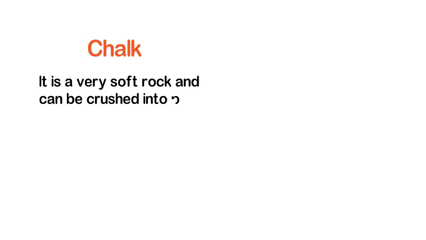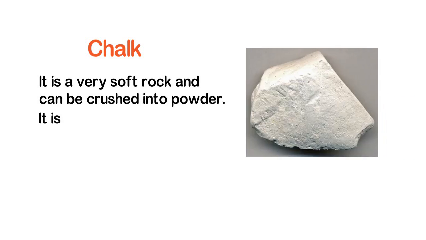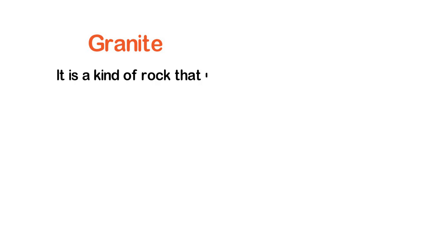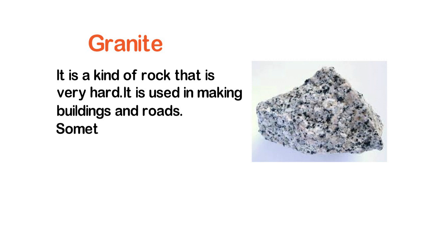Chalk. It is a very soft rock and can be crushed into powder. It is used in cement, lime and toothpaste. Granite. It is a kind of rock that is very hard. It is used in making buildings and roads. Sometimes huge pieces of rock are used as pillars.